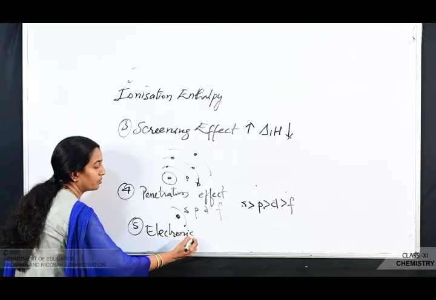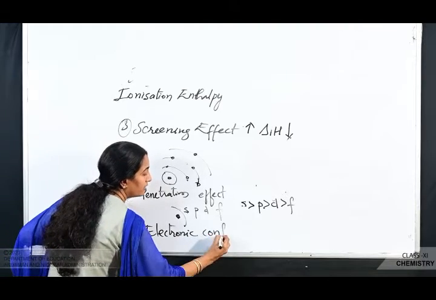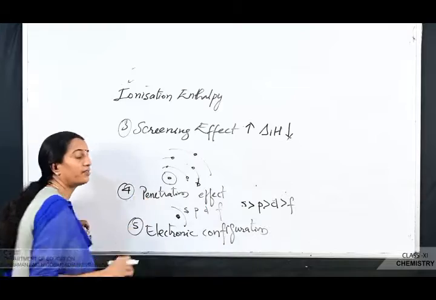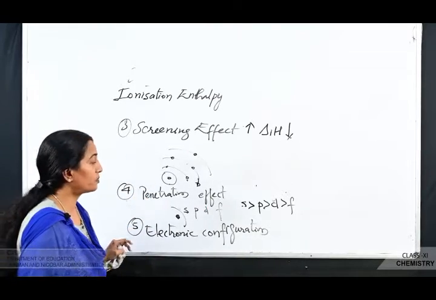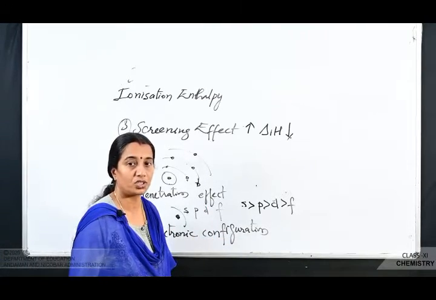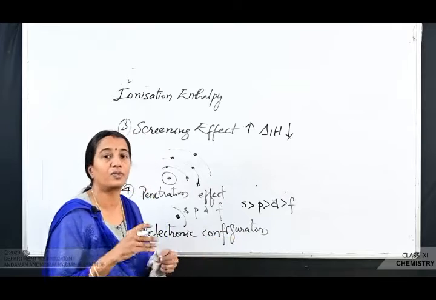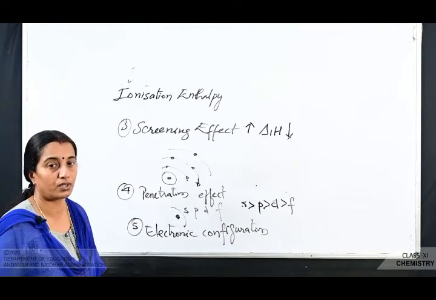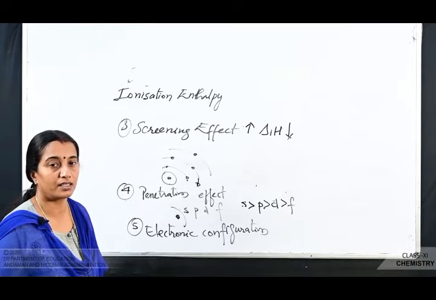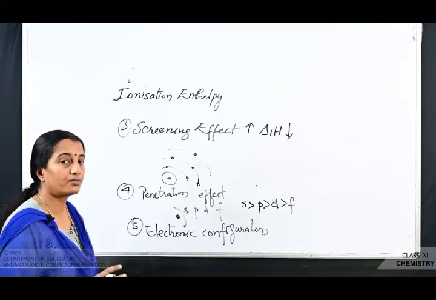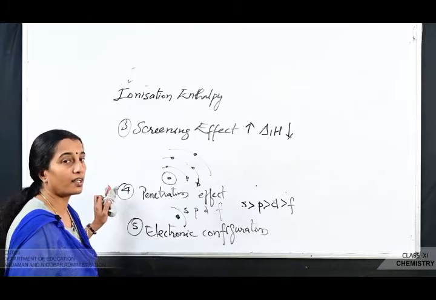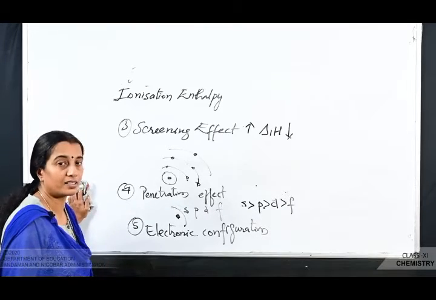Now, remember, if the outermost shell is completely filled or completely half filled, it is in a stable state, and then more energy is required as compared to other conditions. That means half-filled and fully filled orbitals need more energy to remove, so the ionization enthalpy is increased in that case.